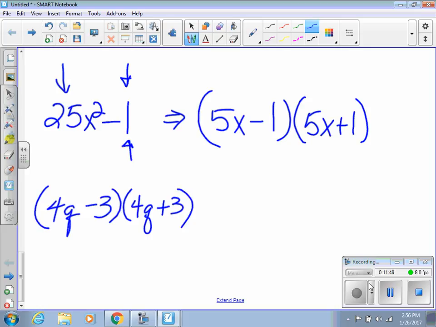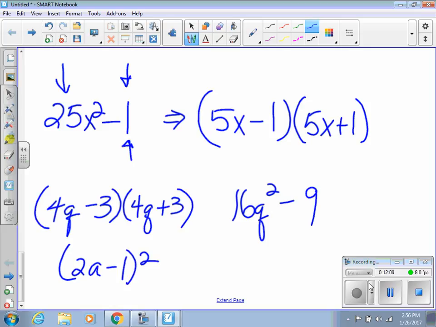Okay, so what will be the product of those binomials? 16q squared minus 9. You got it. That's the difference of squares. So let's try this one. What's that one going to be?